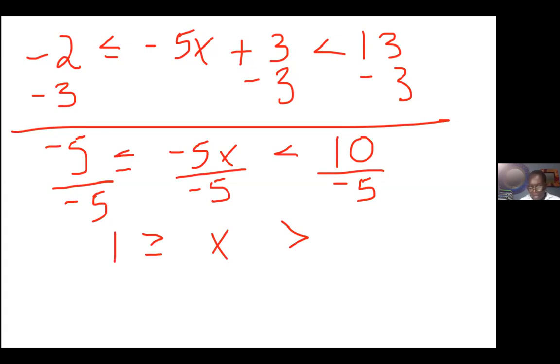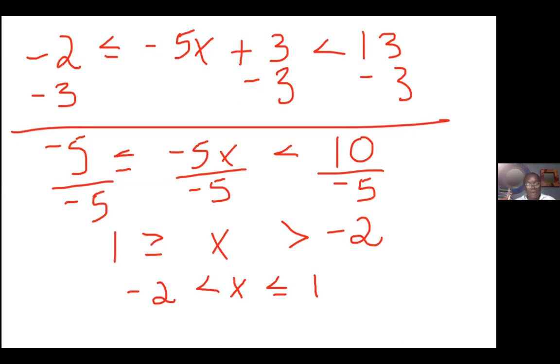10 divided by -5 is -2. Now, guys, the problem is done. The only thing is, if you look carefully, you have the +1 on the left, the -2 on the right, which means it's not in the correct numerical order. So you may want to rewrite this so that the +1 is on the right, because you want this in increasing order, and then the -2 is on the left. Now this makes more sense.